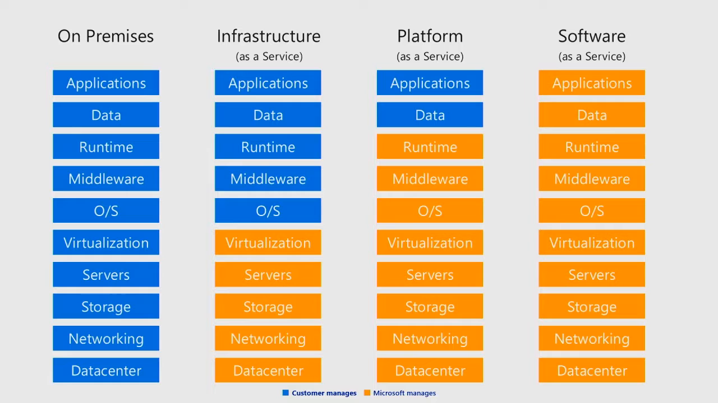On premises, you're managing everything all the way down to the data center, networking, and servers. With infrastructure, you're just managing the operating system; the virtualization layer is taken care of by Azure. As you start moving to platform, the orange portion, what Microsoft is managing on your behalf, increases, and then you're really dealing with the application and the data. So think about the controls required to manage the application and the data. And when you move to SaaS, you're saying, hey Microsoft, you're going to manage the entire system for me.